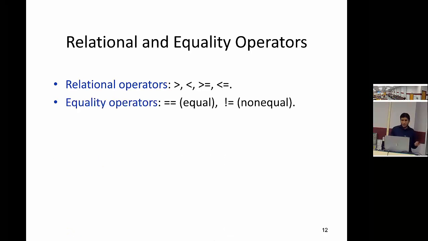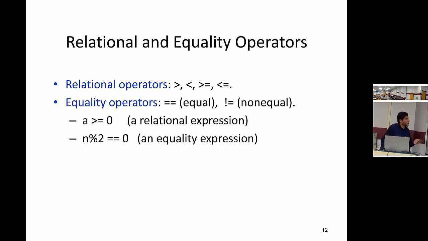So also this is something that is very common: doing relational operations, larger than, less than, larger than or equal, less than or equal, and doing the equality operators, so check equal or not equal. Here, if you write something like A is larger than or equal to 0, this really evaluates to whether it's true or false, and the same thing here.